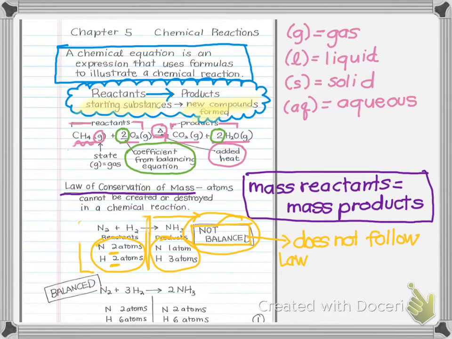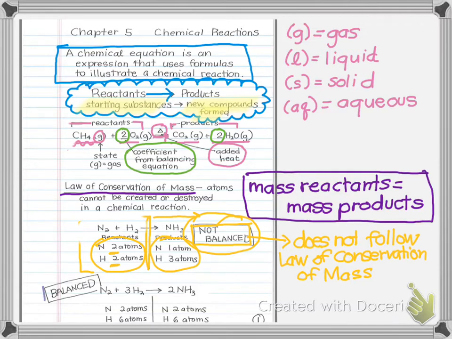Now, since this is a natural law, we have to follow it. And so how we do that is by balancing equations. And this is where we get the coefficients. So let's look at this next equation.